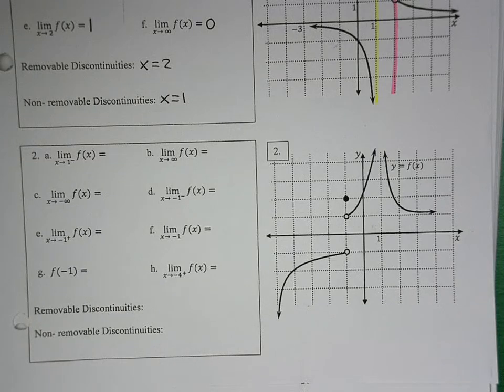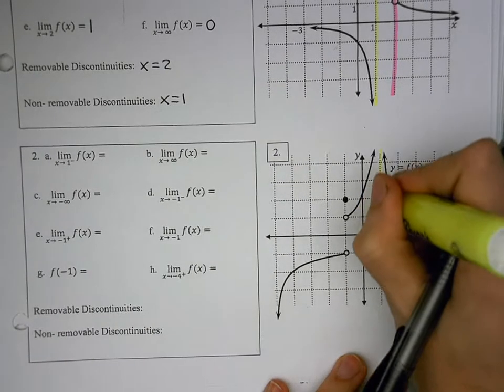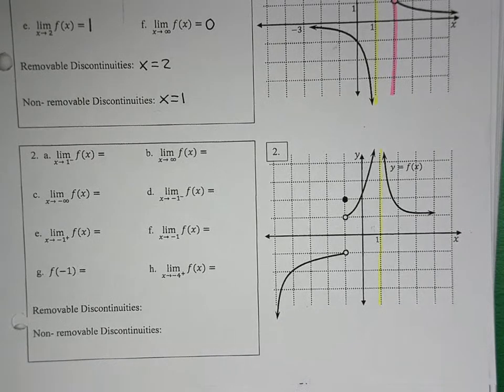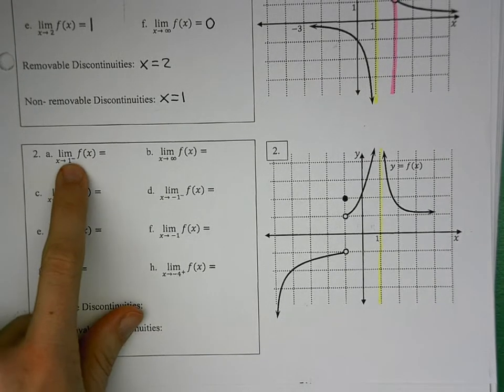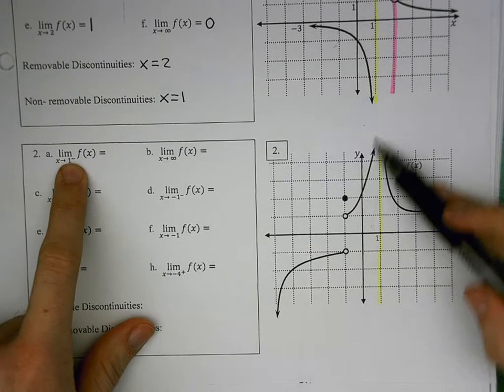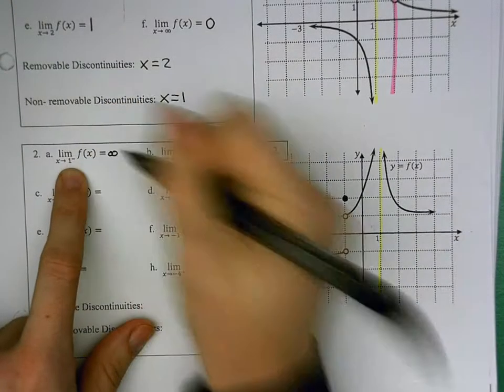Okay, here we go. We are approaching 1. First of all, 1 is right here. Approaching 1 from the left, which is this side. As I'm going up and up and up, closer and closer to 1 from the left, the y value looks like it's going to be infinity.